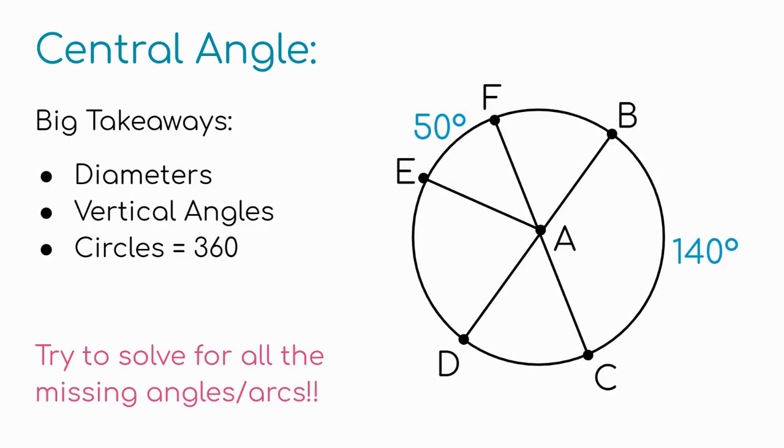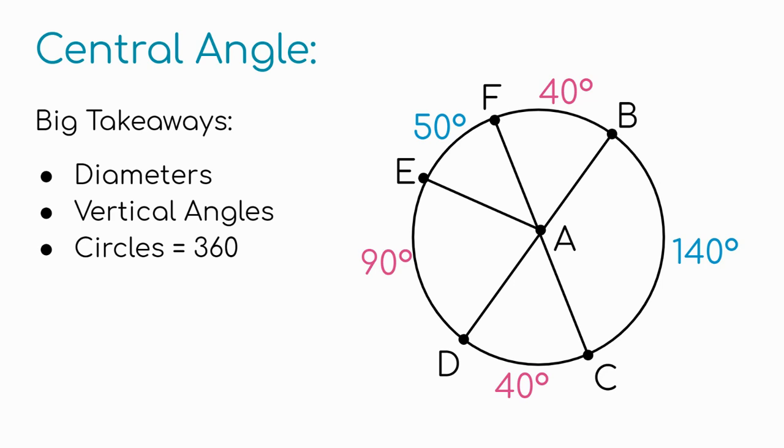Some of the big takeaways from that. So there were 3 hints I gave you to solve for all the missing angles and arcs. Those were to use diameters. Remember, angles that make a diameter are going to add up to 180. You can use vertical angles, which are congruent, and the fact that circles add up to 360 degrees. So pause the video. Try to solve for all of the missing arcs and angles on this circle. So that would be arc FB, arc ED, and arc DC.